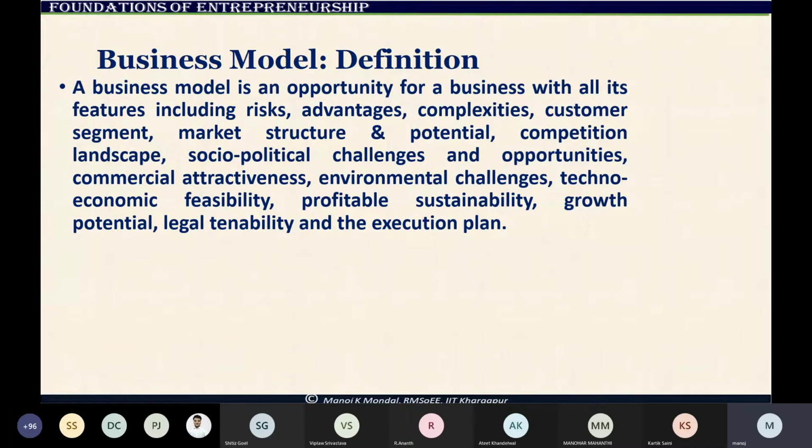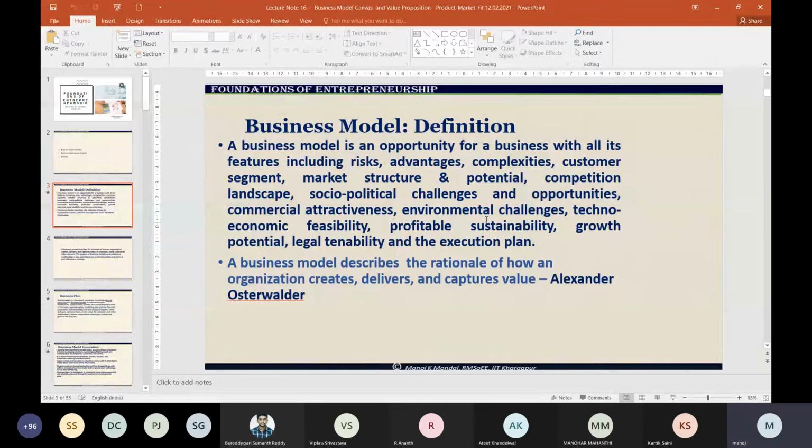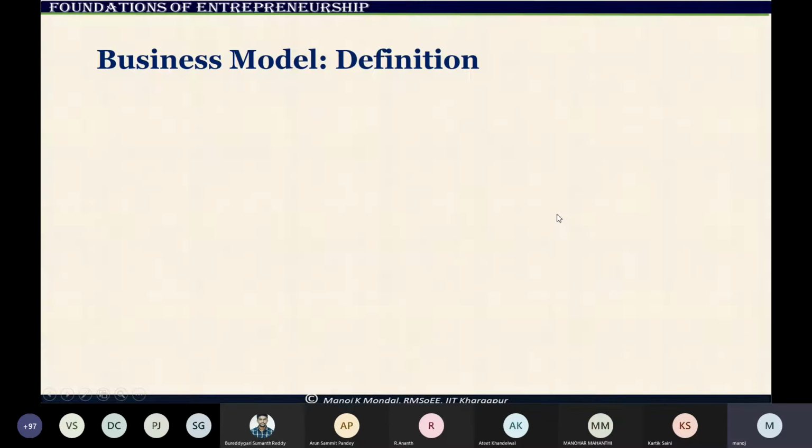And business plan, yes. Sir, your slide is not visible, sir. Sir, it is visible. Okay. Some say visible. Check. Maybe you should log in again.